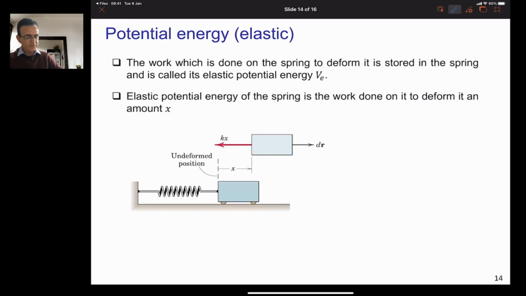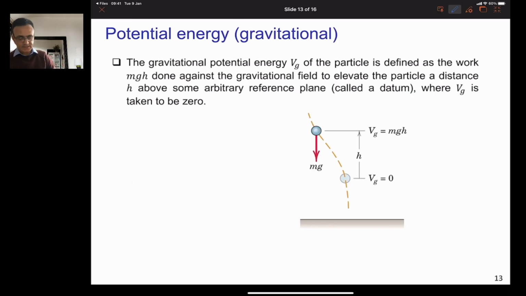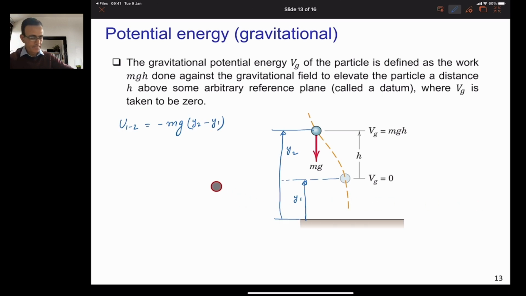So as we derived in the previous case, if you move the body from this location to this location, and you take this as our y1 and this as our y2, we derived the equation that the work done was equal to minus mg (y2 minus y1). So this was the work done when you move the body from y1 to y2. We derived this equation previously.